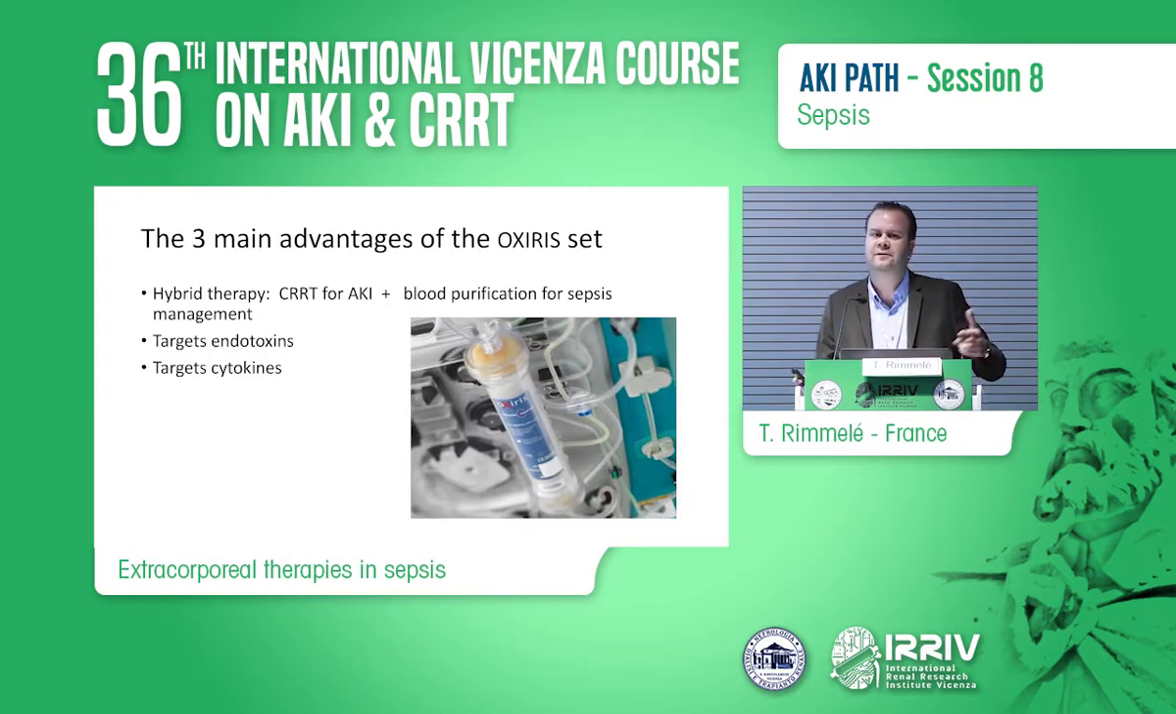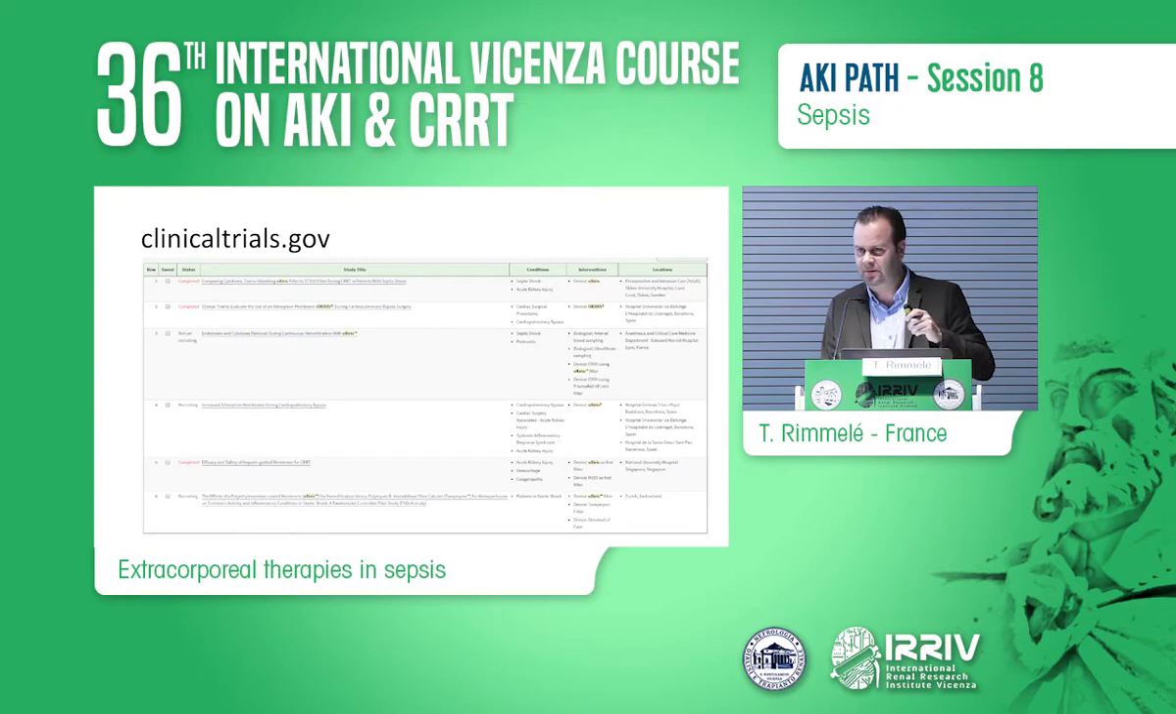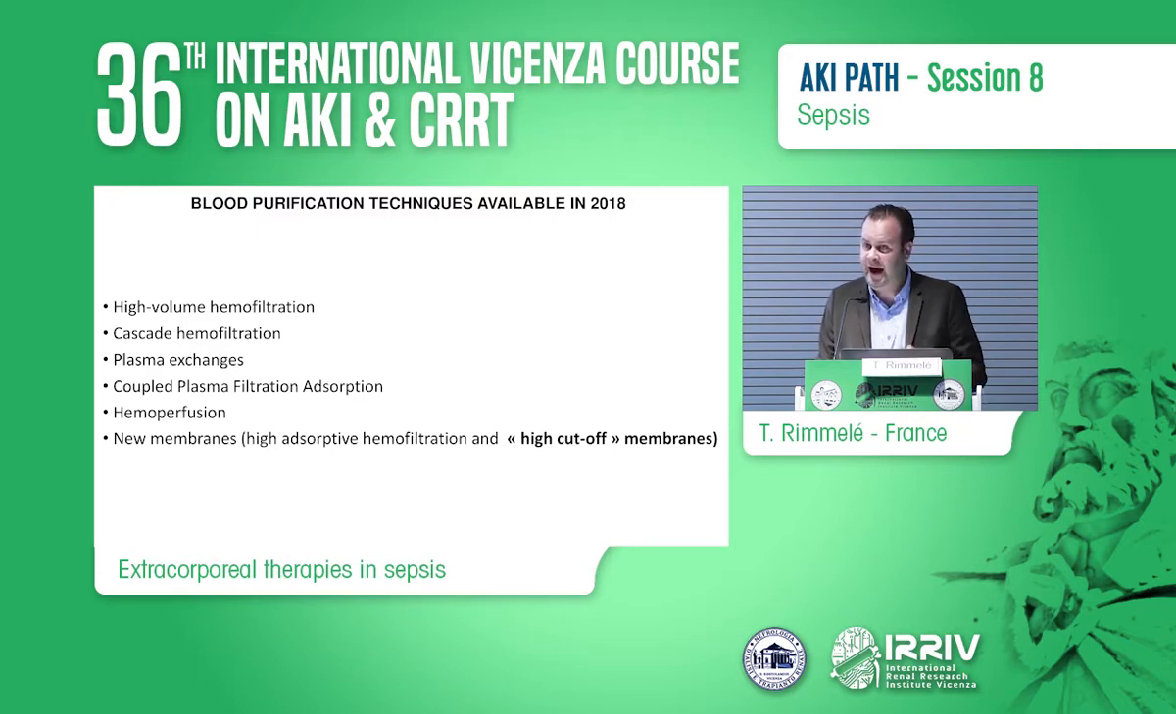So I believe the 3 advantages of this Oxaris membrane is, first of all, this is also a hybrid technique. You can do both at the same time, kidney support and blood purification for sepsis. And also, it can target the endotoxins and it can target the cytokines. We don't have a lot of human data, but they are coming. If you look at clinicaltrials.gov, you have several works coming that will be published, I think, in the next 2 or 3 years. And now I'm going to talk a little bit about high cutoff membranes.